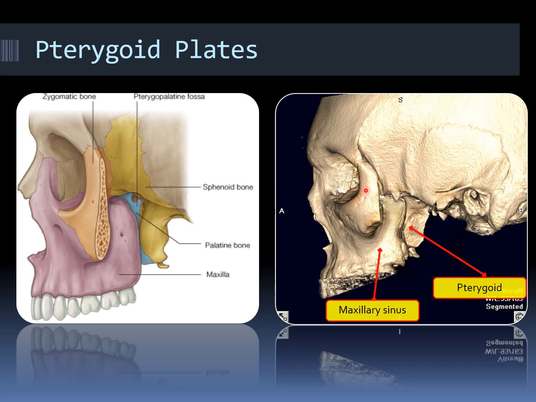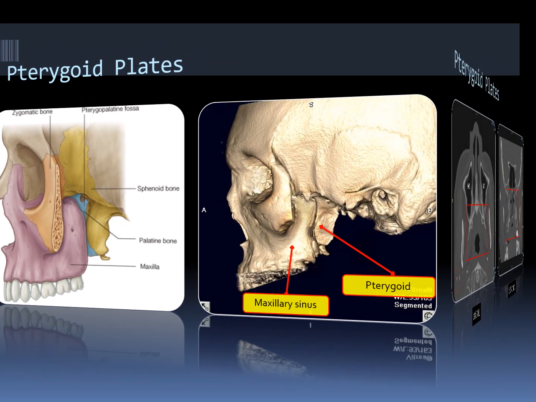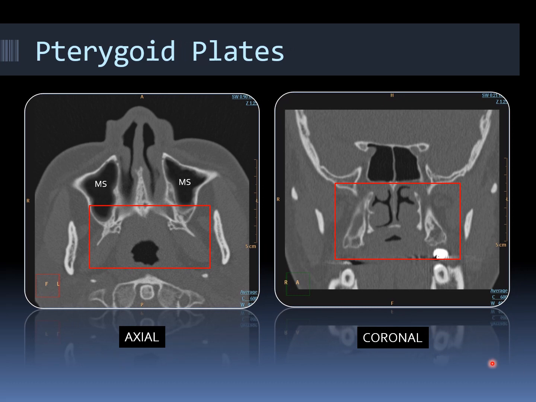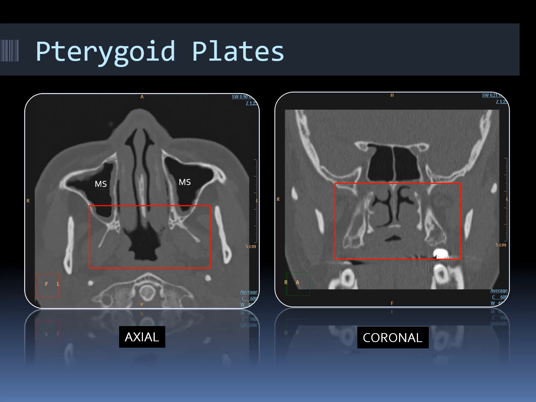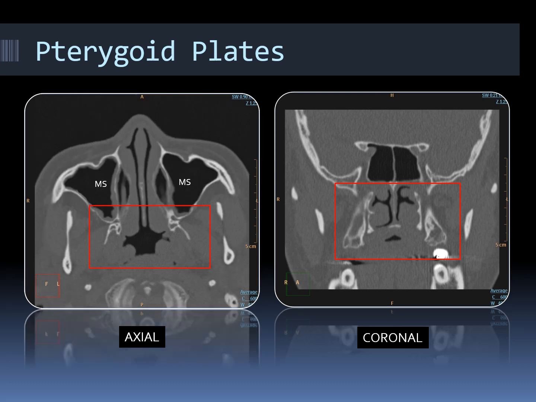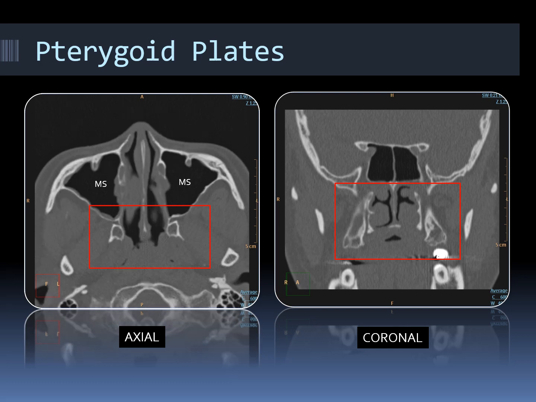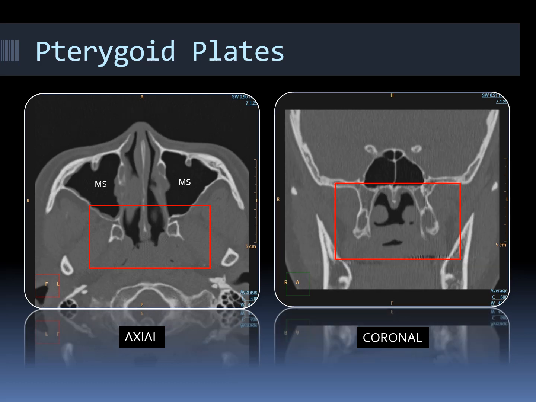So when your zygomatic bone is cut, you could see part of your maxillary bone. Here is your maxillary sinus, and this one is your pterygoid plates. So this is the CT scan, axial and coronal view, where you could appreciate the pterygoid plates inside the red box. So this is affected also when there is a mid-face fracture on your patient.